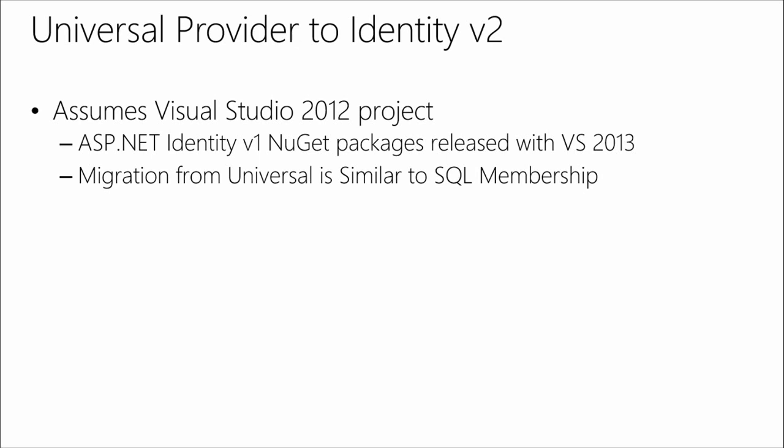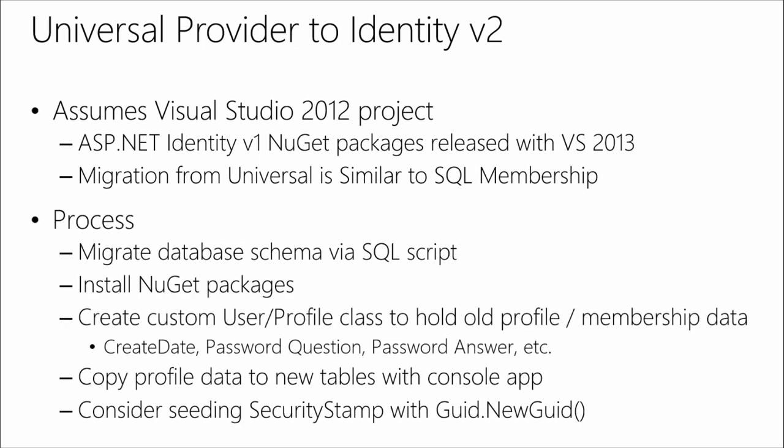So this and the former SQL membership migration procedure is very similar. What I'm going to show you today on migrating a universal provider to Identity v2 is very similar to what I'll show you for the initial SQL membership that came out in 2005. The process: migrate your database schema. So you've got to get the new format in place there for the identity tables.